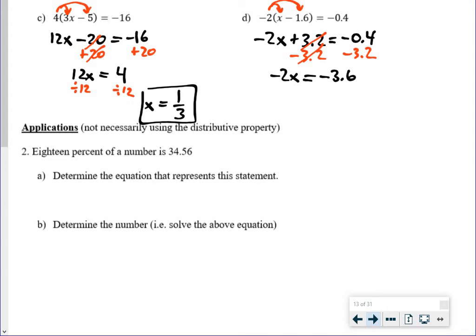And last thing I need to do is divide both sides by negative 2. Negative 2 divided by itself is 1. And negative 3.6 divided by negative 2 is 1.8.